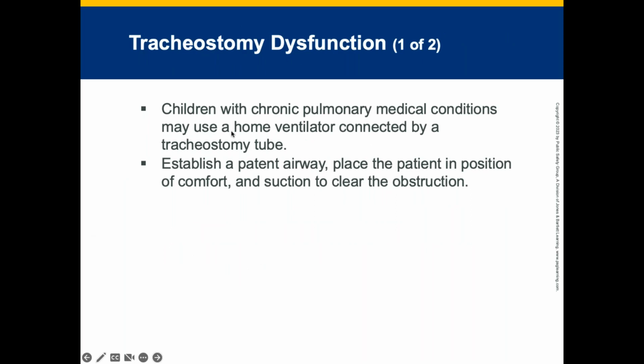Any kind of tracheostomy dysfunction: children with chronic pulmonary medical conditions may have a home ventilator connected to a trach tube. Complications include obstructions, bleeding, leaking, dislodgement, or infection at the area of the trach. So you're going to establish a patent airway, place the patient in a position of comfort, and suction to clear the obstruction. If the patient is on their own ventilator and they're ventilating fine, as an EMT and an AEMT, you can take that on a 911 call, okay? As long as you have the mom or dad or the caregiver in the back of the ambulance with you.